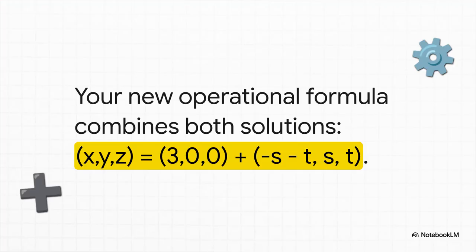And this equation right here, this is the whole magic trick. It's the full picture. Look at it. That first part, the 300, that's our particular solution. That's the base setting that gets us the output we need. And that second part? Hey, we've seen that before. That's our old friend, the homogeneous solution. That's all the balancing adjustments we can make on top of our base.